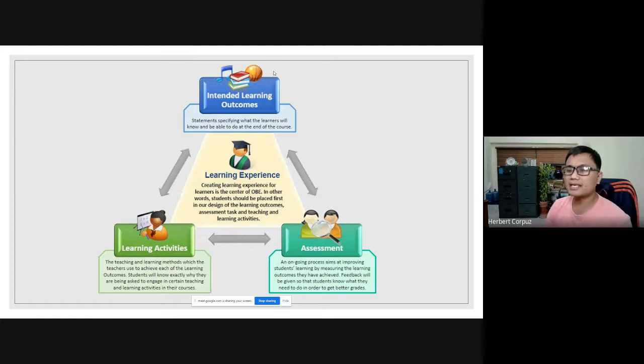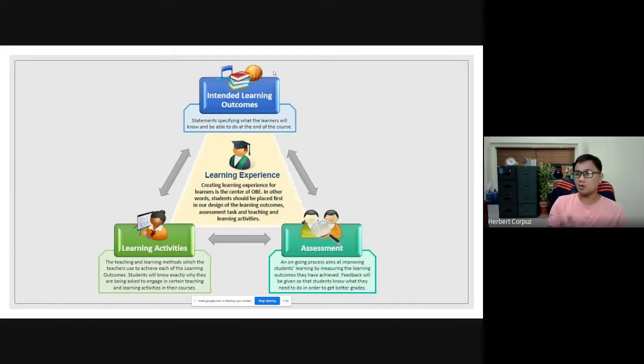Now, after identifying the learning outcomes, halimbawa sinabi ko dyan na ang aking learning outcome ay, at the end of this course, for example, students will design an assessment plan demonstrating ongoing assessment. Okay? That is what I would like them to do, for example.